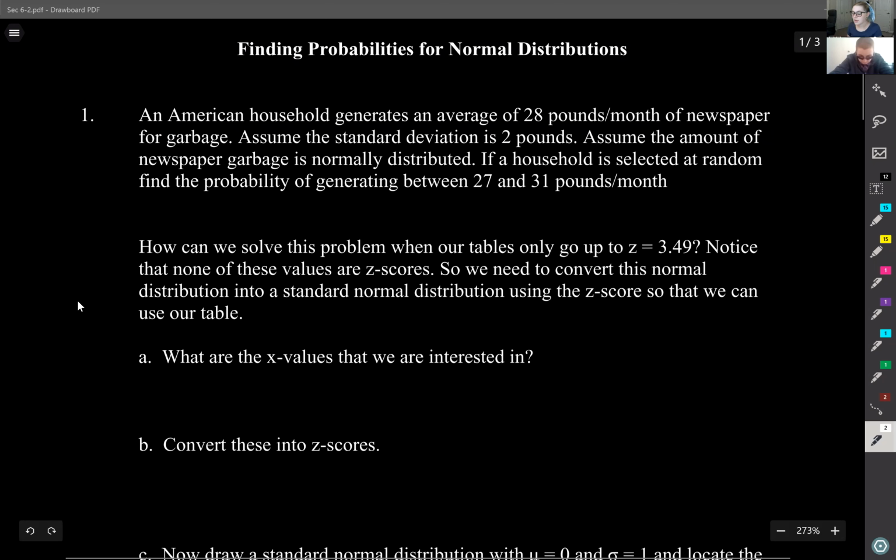Example 1 says, an American household generates an average of 28 pounds per month of newspaper for garbage. Assume the standard deviation is 2 pounds. Assume the amount of newspaper garbage is normally distributed. And then if a household is selected at random, find the probability of generating between 27 and 31 pounds a month. So there's some things in here that I just want to highlight.